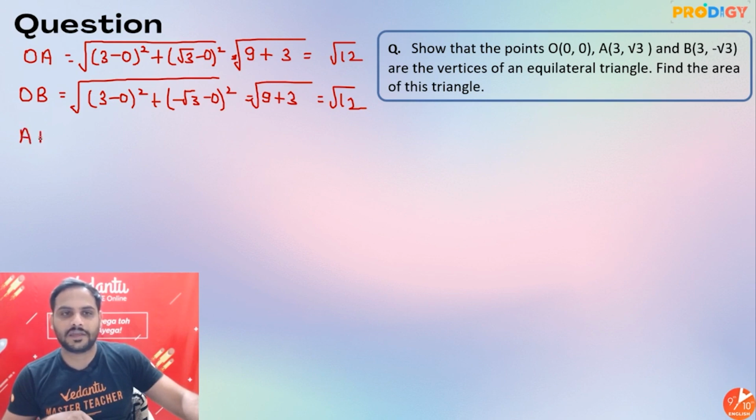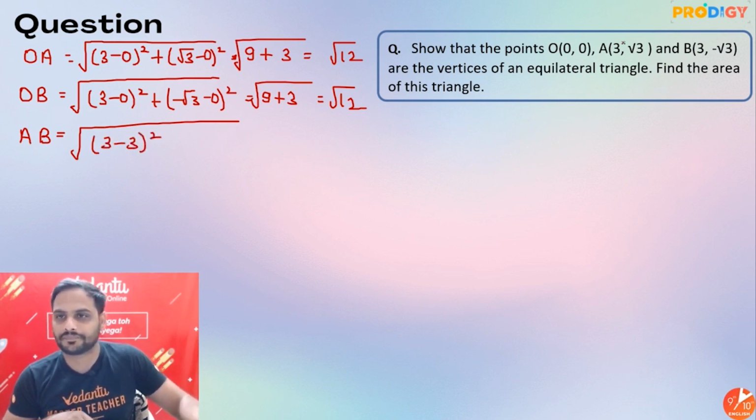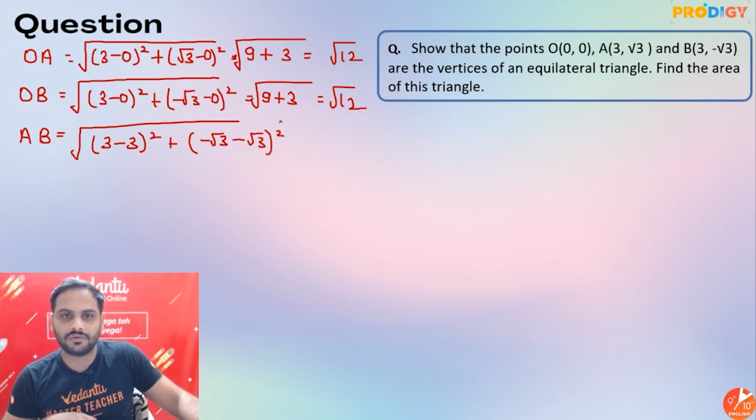Let's see what is AB. So AB will be, let's say, 3 minus 3 whole square plus minus root 3 minus root 3 whole square. Okay? So 3 minus 3 is 0, 0 whole square, and minus root 3 minus root 3 is minus 2 root 3 whole square.